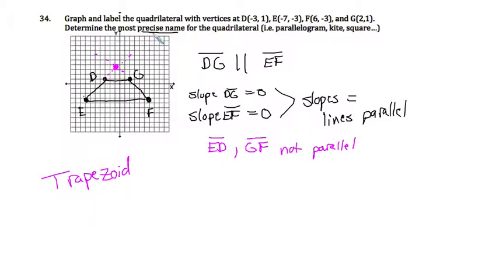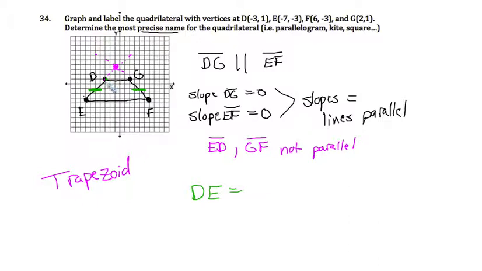But precise, that means the most specific name that I can give this shape. Well, trapezoid is good, but we also have isosceles trapezoid. So I have to decide, is this an isosceles trapezoid? And the only way to do that is to check if DE and GF are the same. So I'm going to have to find some distances here. So I'm simply going to do a distance formula. And my suggestion to you, instead of remembering the distance formula, is to create right triangles.